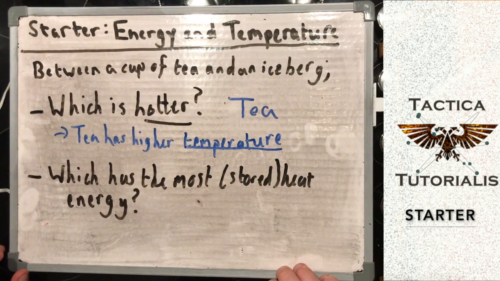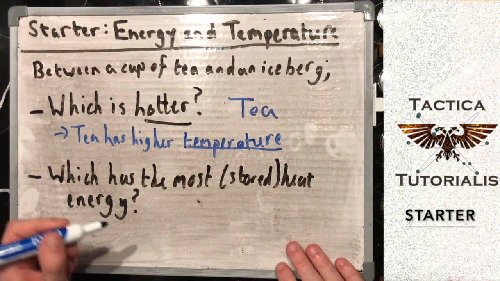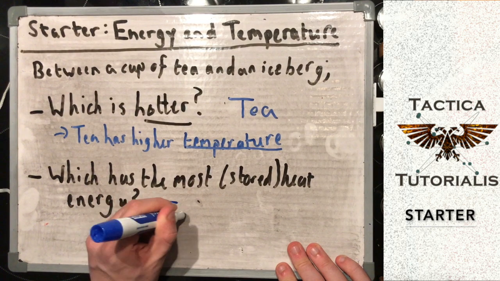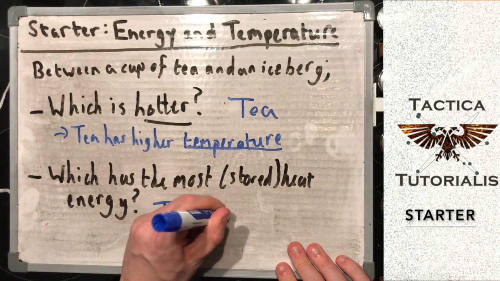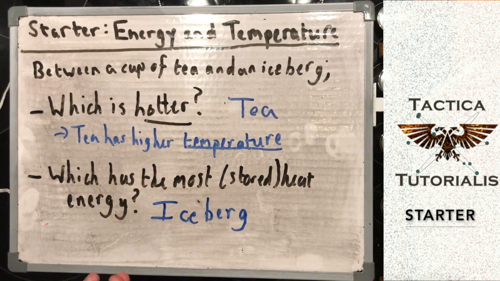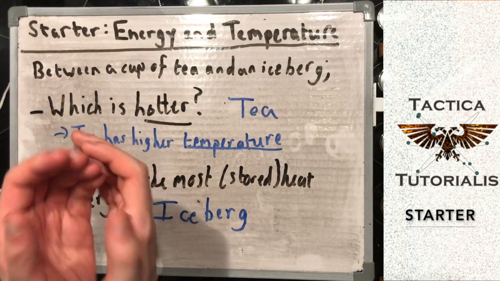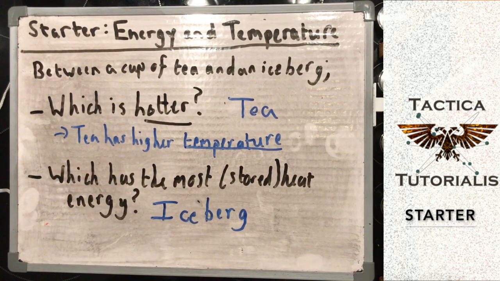But what about the energy stored within the cup of tea and the iceberg? Which of them has more? Well, you might be surprised, but it's the iceberg. A cup of tea is hot. Yes, it is. But a cup of tea is very small. There's not a lot of tea in your cup of tea. Whereas an iceberg is huge.